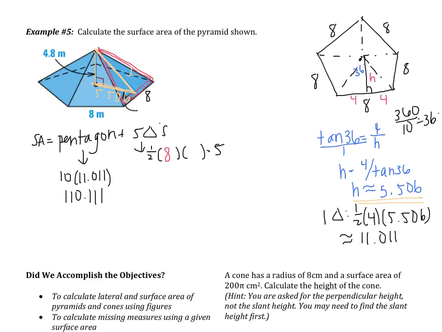And then we need the slant height, L. Sorry, that should be an L. So right now, you solve for L, and then finish the surface area. Good luck.